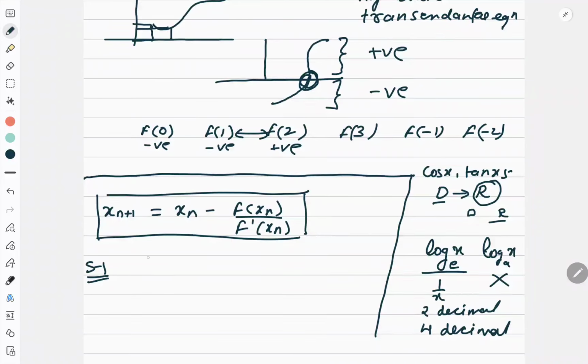Now step 1: find x0. What is x0? x0 is my starting point. How will I find the starting point? I will put in values like this. Now suppose the answer is between 2 and 3. I don't know whether it is close to 2 or close to 3. There is a way to check that also: the value at 2 and the value at 3, which one is nearer to 0? The answer is near 2 or 3 depending upon that.